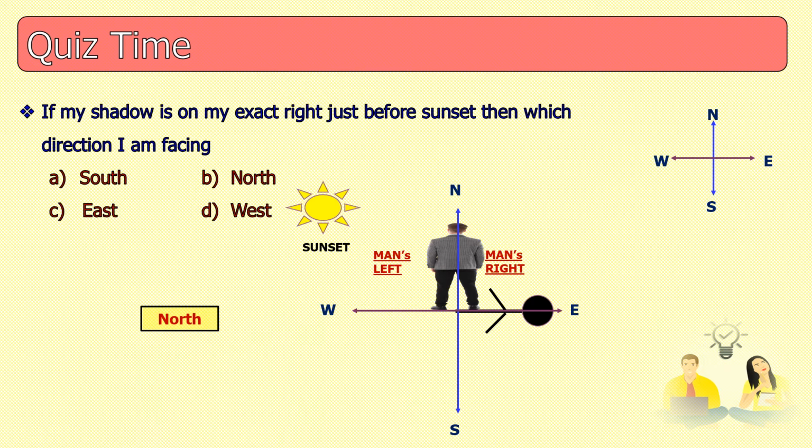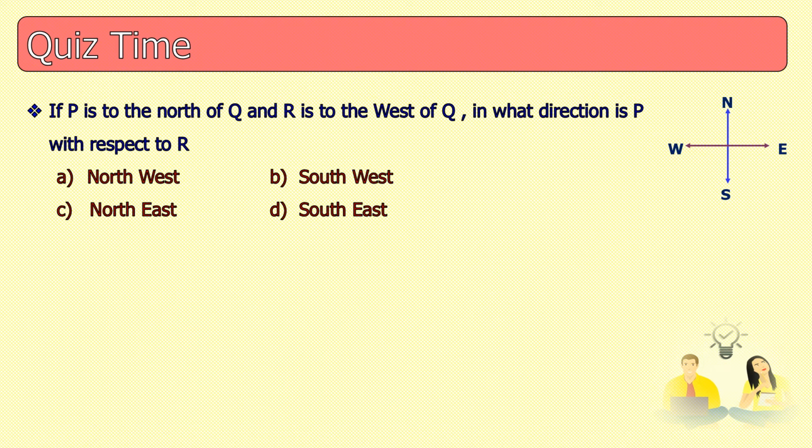If P is to the north of Q and R is to the west of Q, in what direction is P with respect to R? 5 seconds. Answer. So P is to the north of Q, R is to the west of Q. In what direction is P with respect to R? With respect to R. So R becomes your reference point. P is in this direction, which is northeast.